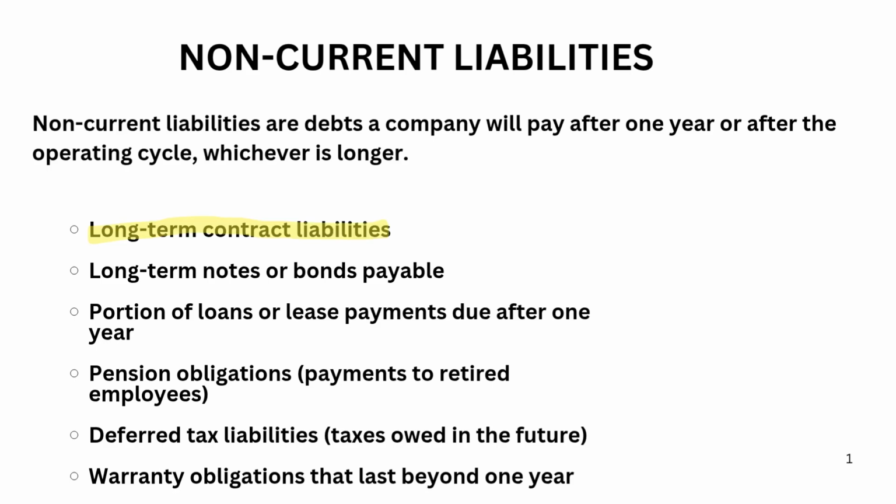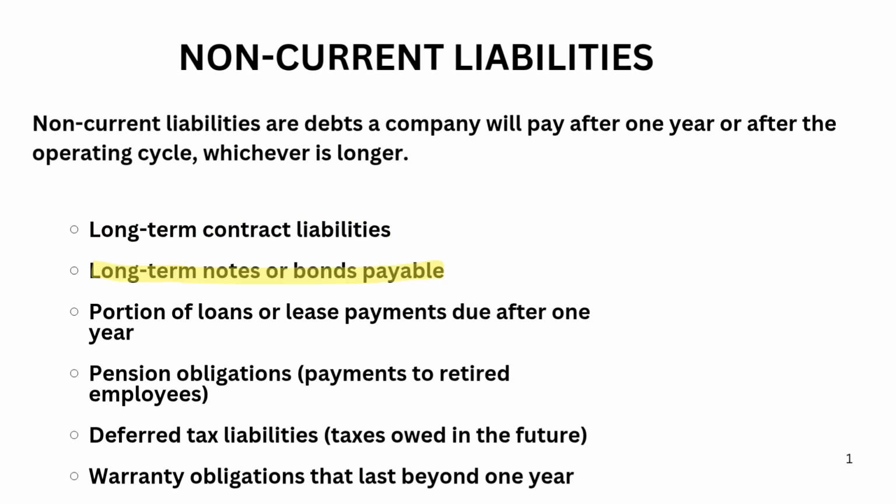1. Long-term contract liabilities. This happens when a company gets paid in advance for goods or services it won't deliver for more than a year. Example: a software company receives payment today for a 3-year service agreement. The part of the service not yet delivered in the first year is a non-current liability.